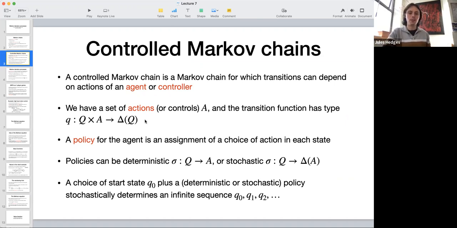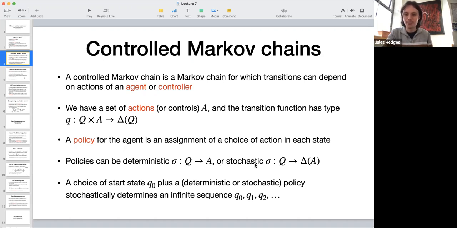Now, the question is, what is this agent or controller? Well, we can say what a policy is for them. A policy, which is what we have so far been calling a strategy, but in this world it's traditional to call it a policy, is an assignment of a choice of action in every possible state. So it's a thing that tells the agent what to do. For every state, it says which action they should take. And we can have deterministic policies, or we can also have stochastic policies.